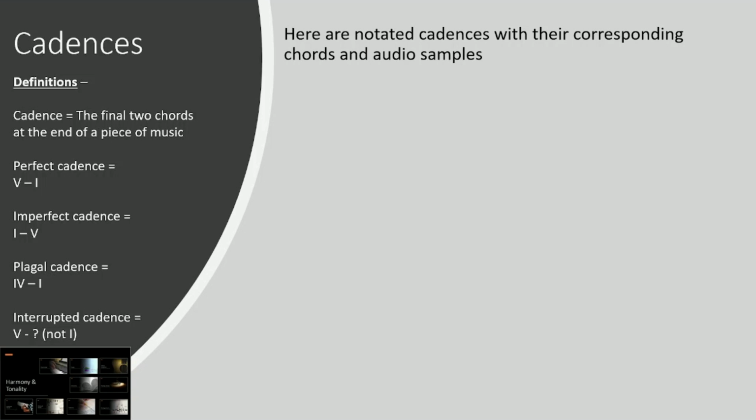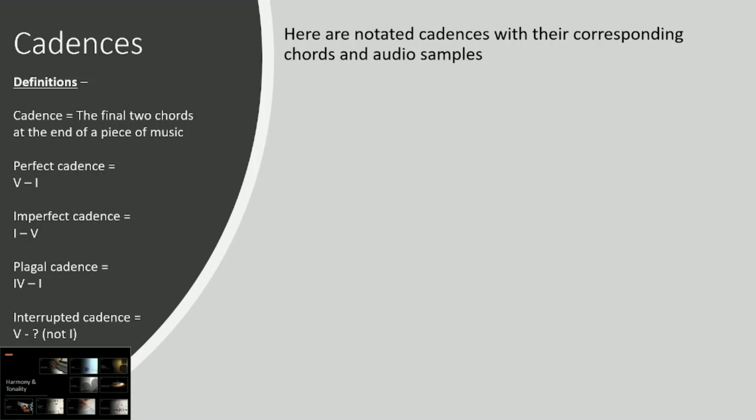What a cadence actually is, in the first place, is the final two chords at the end of a piece of music. That's important to understand, first and foremost. Now, there are four specific kinds of cadences that we need to go through, all right? We've got perfect cadence, which is the fifth chord to the first chord in a chord sequence. As you can see, they are represented here by Roman numerals, which is a perfectly acceptable way to answer any question on cadences on an exam paper.